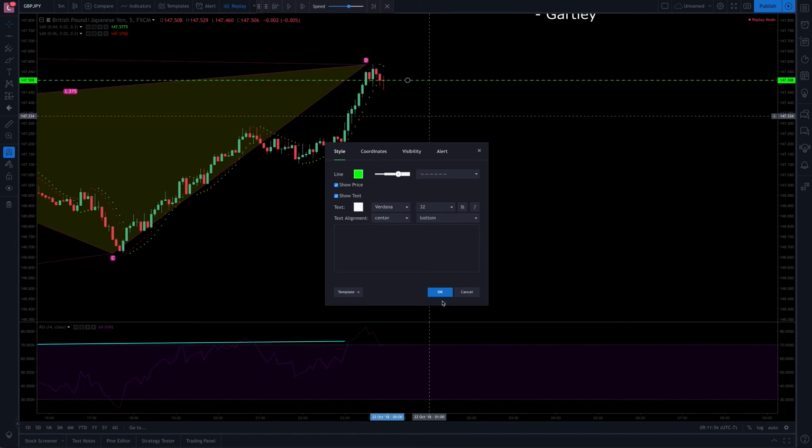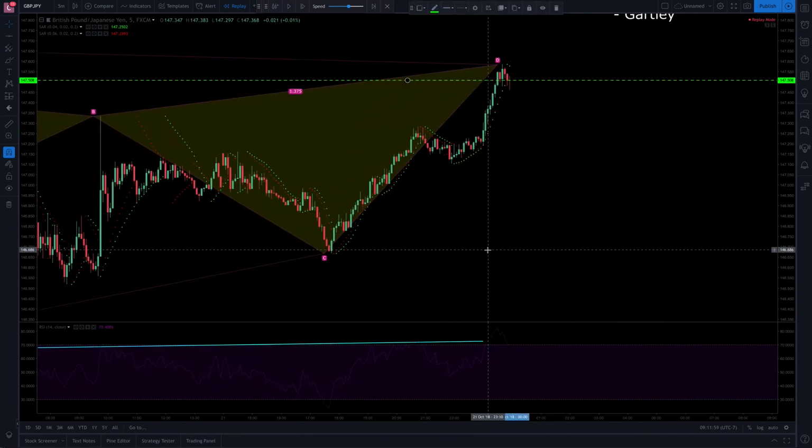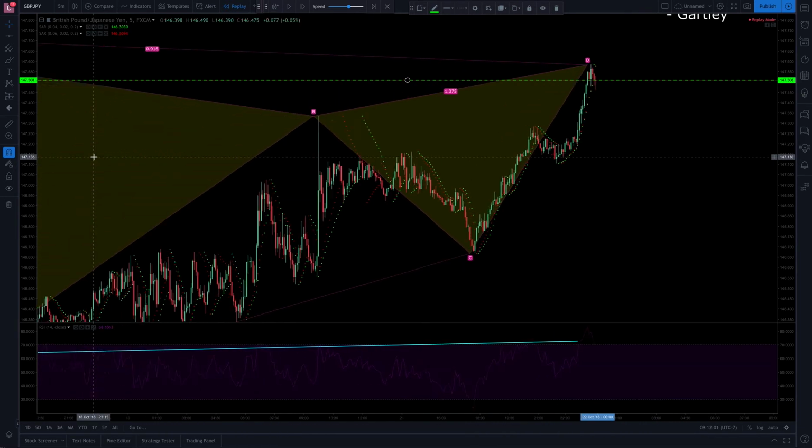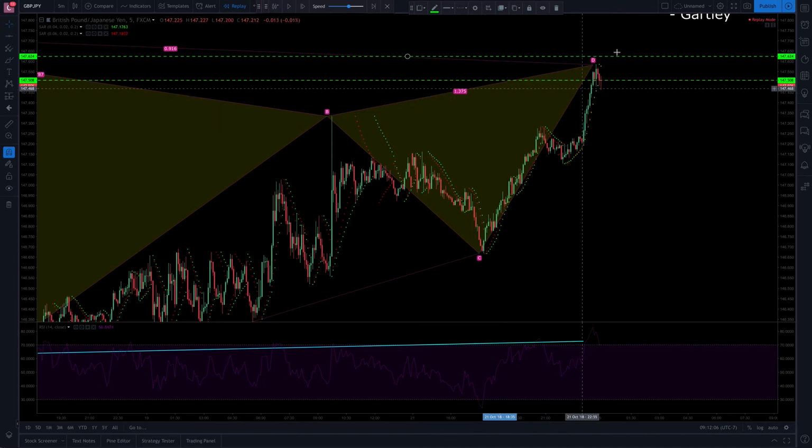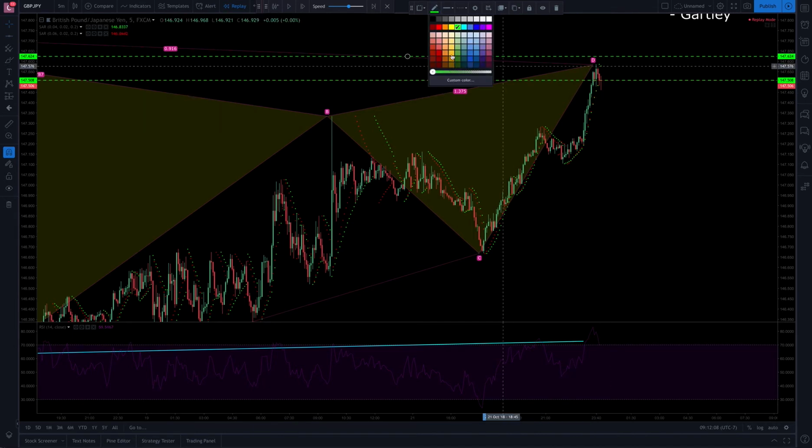Where does my stop loss go? My stop loss needs to go above structure. I need to put it above the structure.